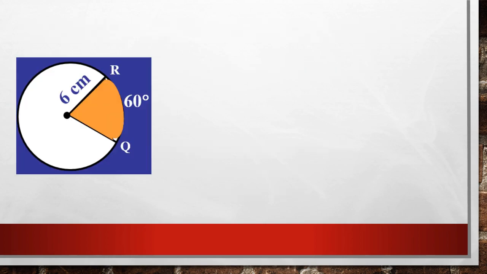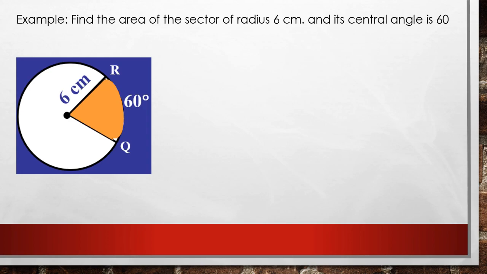Para mas malaman paano mag-solve ng area of a sector, let's have an example. Find the area of the sector of radius 6 centimeters and its central angle is 60 degrees. Kumbaga itong figure na ito ay pasok na pasok siya sa finding the area of a sector of a circle. So, may radius na given at saka mayroong angle, at yung angle na yon ay central angle.